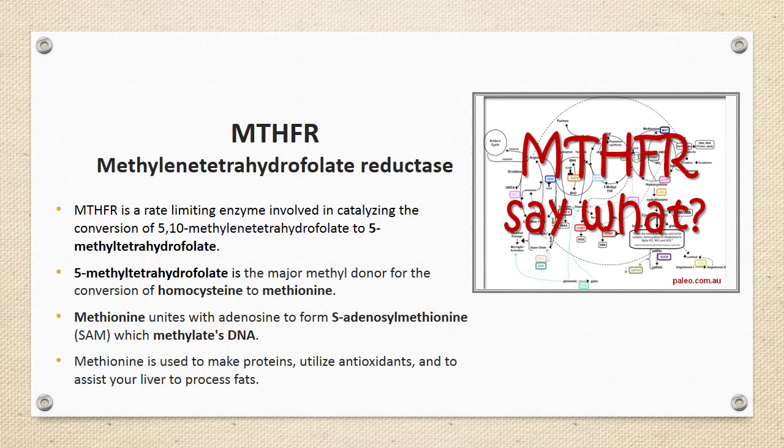MTHFR is a rate-limiting enzyme involved in catalyzing the conversion of 5,10-methylene tetrahydrofolate to 5-methyl tetrahydrofolate. 5-methyl tetrahydrofolate is the major methyl donor for the conversion of homocysteine to methionine. Methionine unites with adenosine to form SAM, which methylates DNA. Methionine is also used to make proteins, utilize antioxidants, and to assist your liver to process fat.